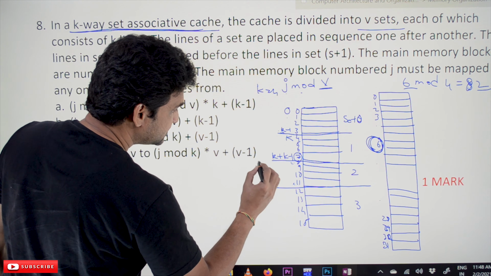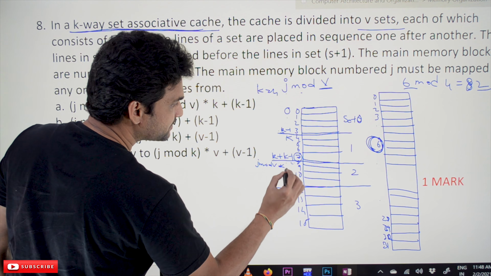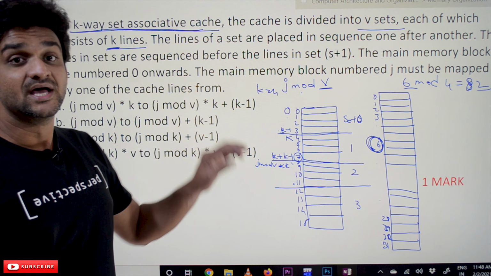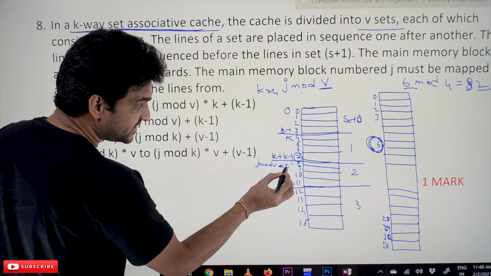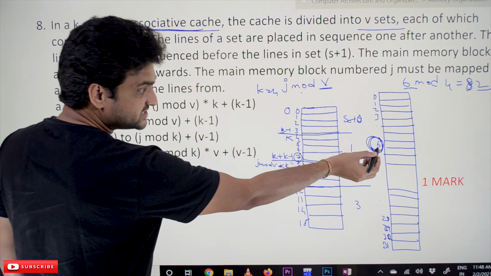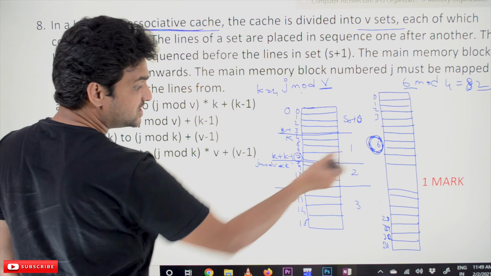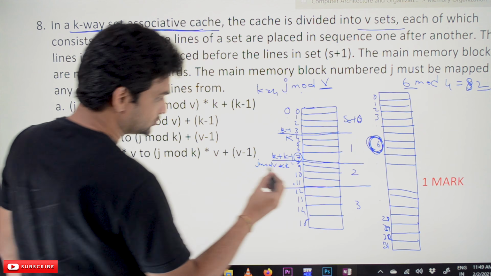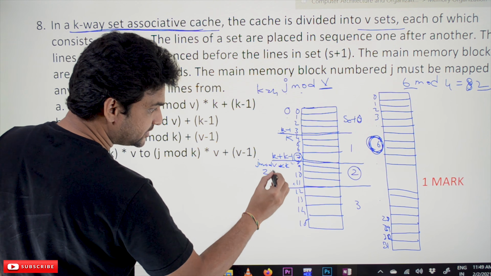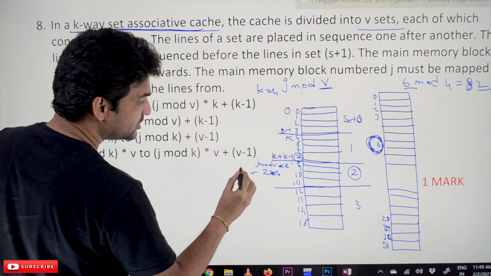It starts from j mod v into k. Let's check whether it is starting from there or not. So from where is it starting? 8. j mod v, where j is 6. Here we are planning to insert 6. j mod v means 6 mod 4, and 6 mod 4 is 2. We are getting the exact set number, 2 into k. What is k? 4, which is equal to 8.